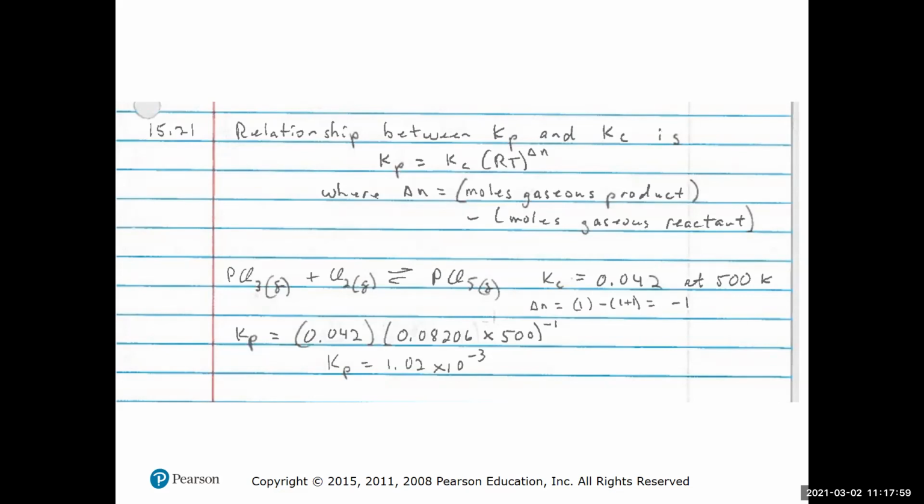So for this problem, the key is remembering what the relationship is between Kp and Kc, and that's our formula: Kp equals Kc times RT raised to the delta N power. Remembering that delta N is products minus reactants, using our balanced chemical equation to see the number of moles on the product side and the reactant side, plugging all that stuff in, and then solving for Kp.